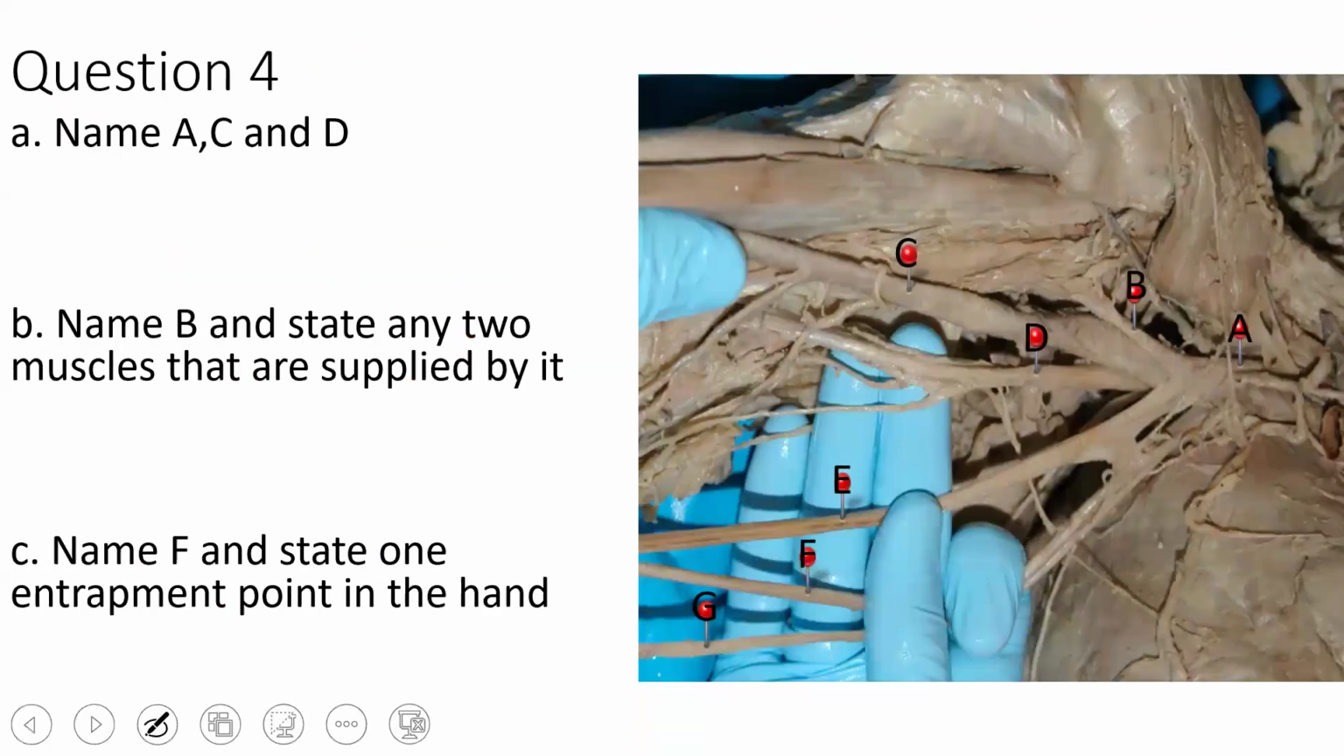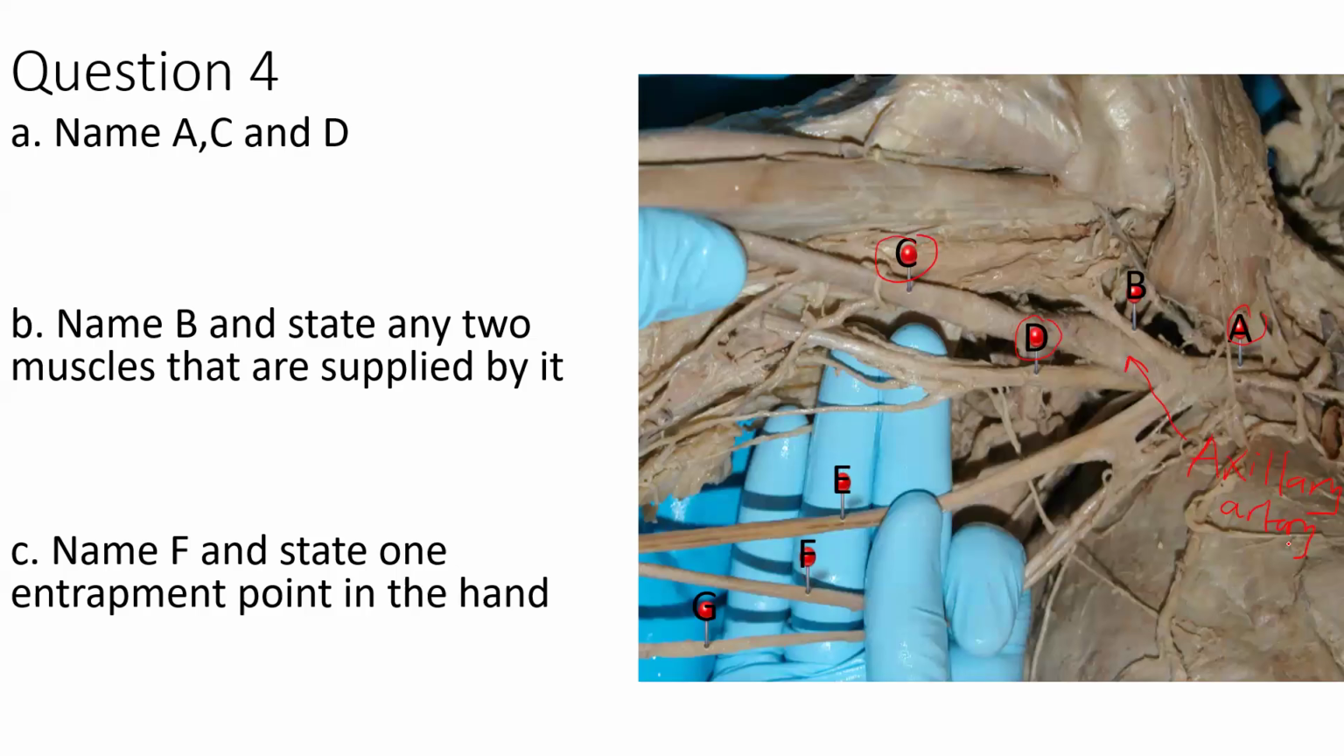Now on to the fourth question, which is testing your knowledge of the axilla and maybe the branches of the brachial plexus. You've been asked to identify A, C, and D. So maybe to start off with the easier one, C. C over there is the brachial artery, but before it became the brachial artery, at this point where I'm pointing, it is the axillary artery.